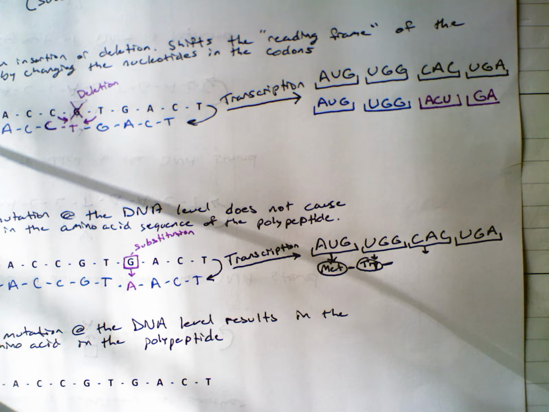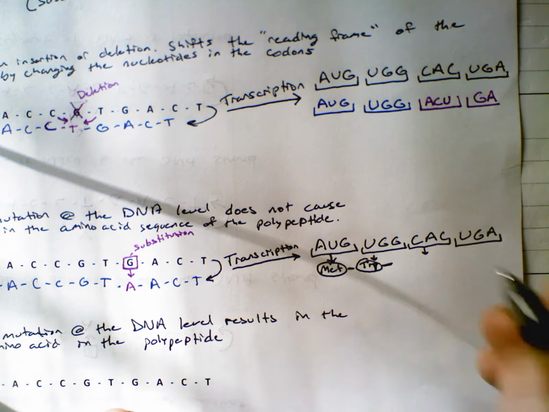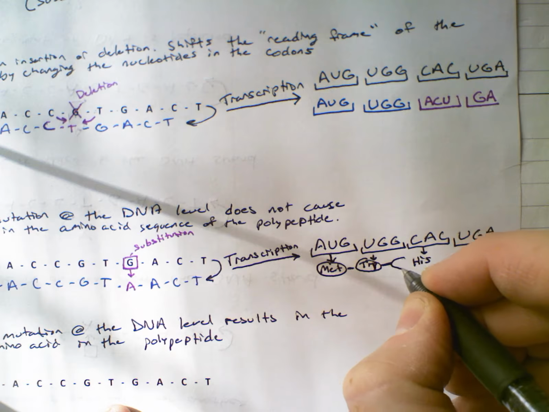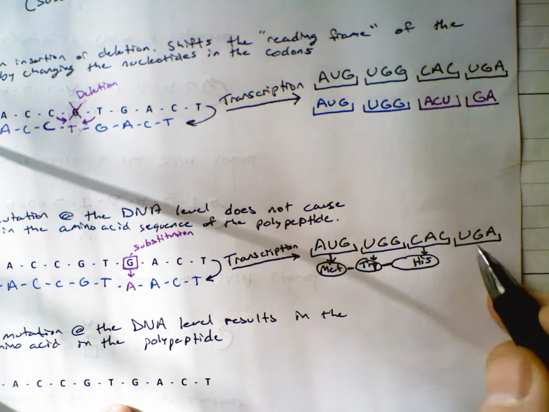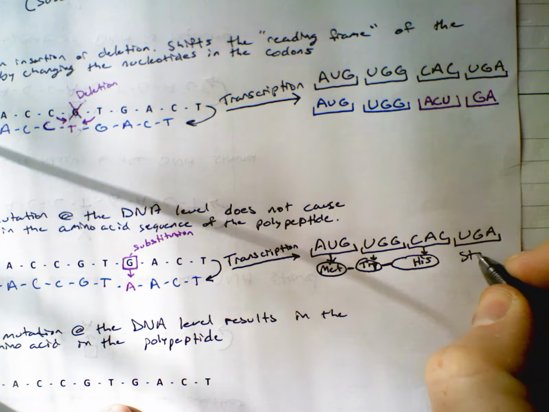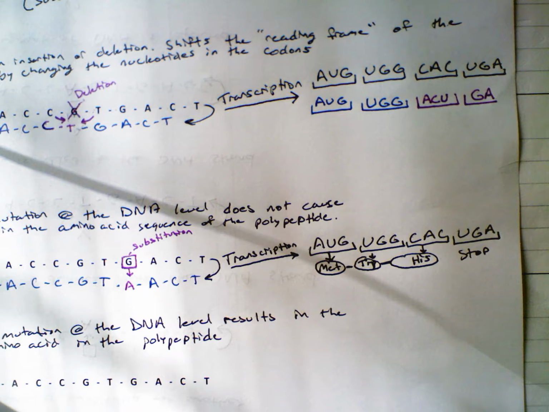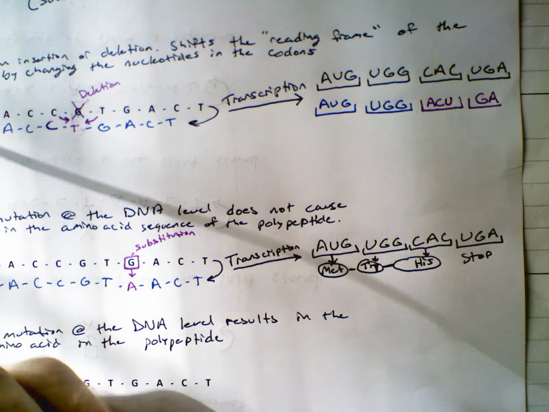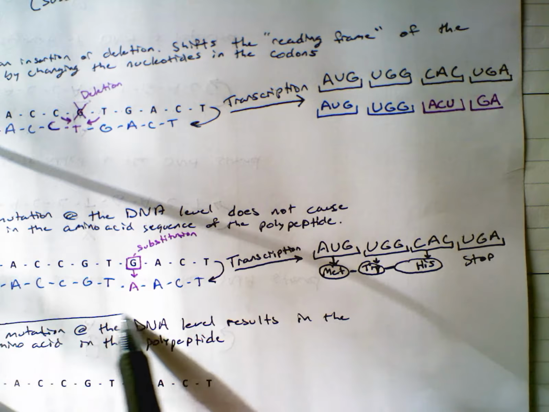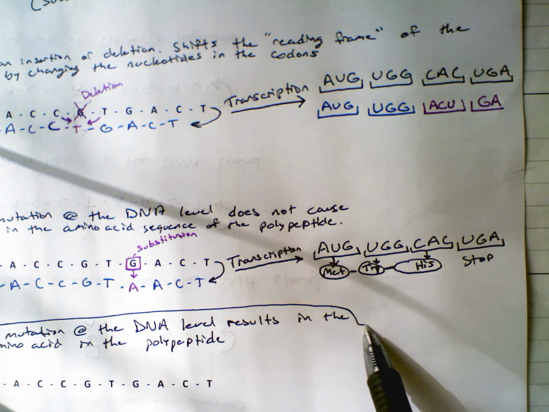CAC, what's that? CAC is histidine. Good. And then what about UGA? Stop. So there isn't an amino acid called stop. That's just where it breaks off of the ribosome.